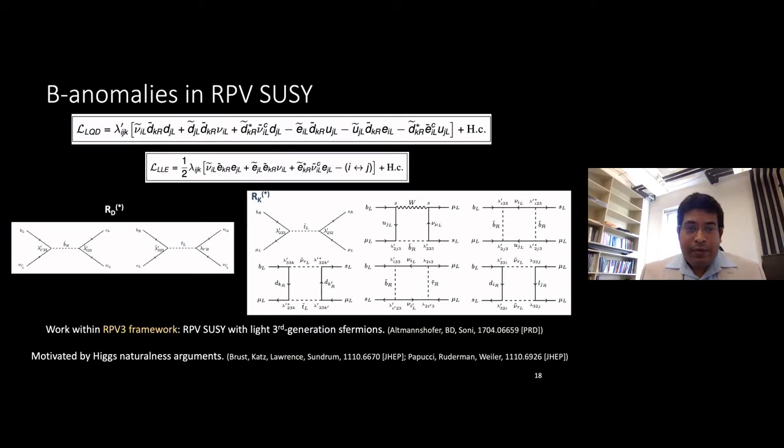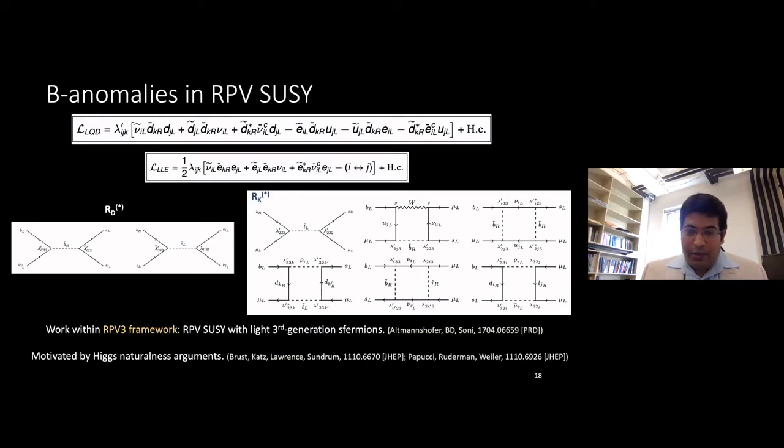So the LQD type will give you the RD star, the charged current anomalies, and a combination of the LQD and LLE can give you the neutral current sector, RK and RK star. Now for this neutral current side, you can have both a tree level and a loop level. It turns out that the tree level gives a contribution to the wrong chirality. It gives the right-handed b to right-handed s, which is not favored by the data. So you have to somehow suppress the tree level and go to the loop level to get the right chirality, the b_L to s_L structure. But within this framework, in principle, you can fit both the RD and RK anomalies.